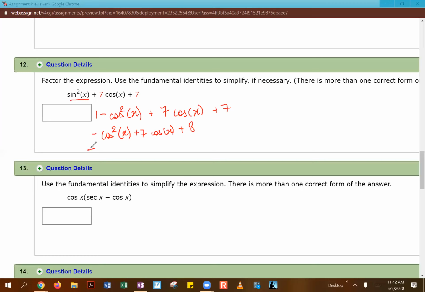If factoring becomes easy, you can take that -1 as an outside common factor and change the signs on everything. Because 2 times 4 is 8. Added together is 6. Oh, it is, yes.